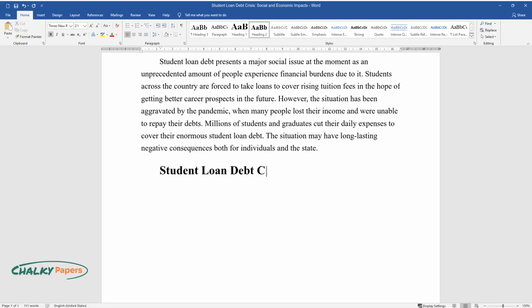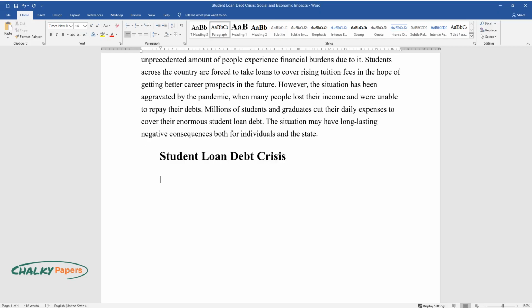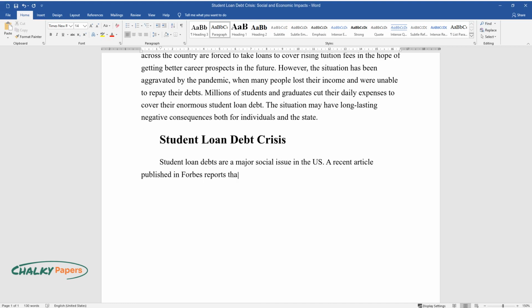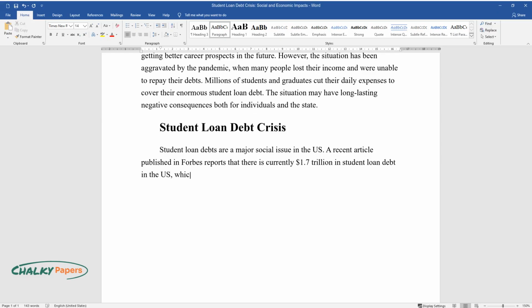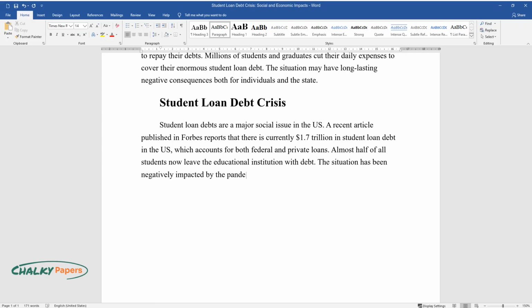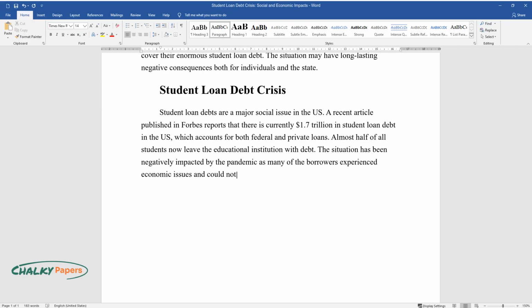Student loan debt crisis. Student loan debts are a major social issue in the U.S. A recent article published in Forbes reports that there is currently $1.7 trillion in student loan debt in the U.S., which accounts for both federal and private loans. Almost half of all students now leave the educational institution with debt. The situation has been negatively impacted by the pandemic, as many of the borrowers experienced economic issues and could not pay their student loan debts steadily.